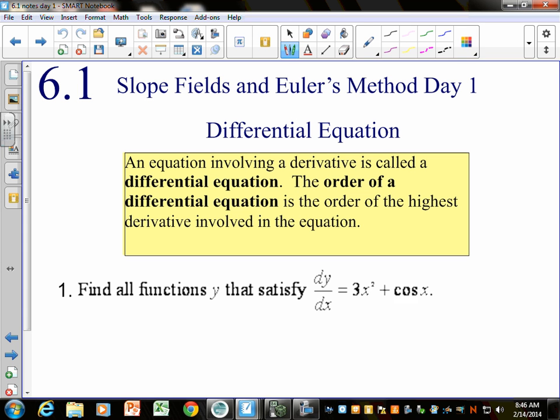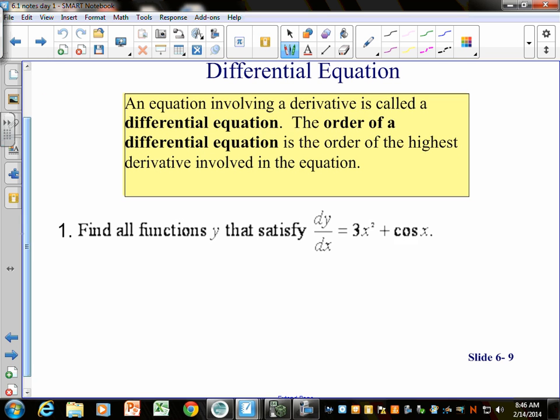So most of your homework today is going to go back to what we did in the beginning of chapter 5 from the packet that says find all functions that satisfy this equation. The difference is instead of talking about antiderivatives, we're going to talk about what we would do to solve this if we treated it like a differential equation. And we did differential equations before break. Remember, you had to separate the dy from the dx. So if I wanted to solve this equation and separate it, do you agree I could move the dx over here? So I would get dy equals 3x squared plus cosine x dx.